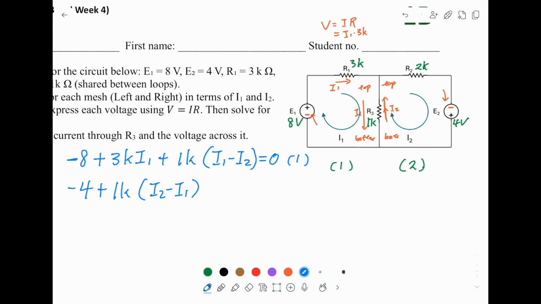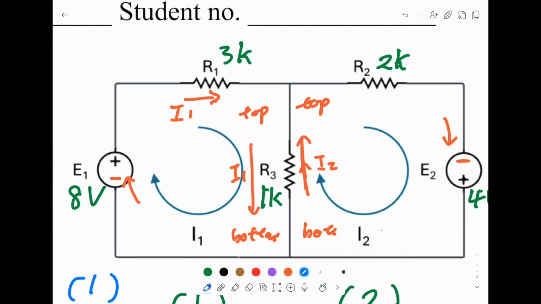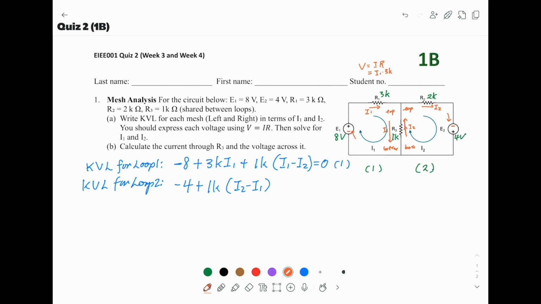Now let's look at R2. The current passing through R2 is only I2. So the voltage is 2k times I2. Remember, I always put the resistance first because I1 and I2 are the unknowns in this equation. So I put positive 2k I2 here. So this is our equation 2.